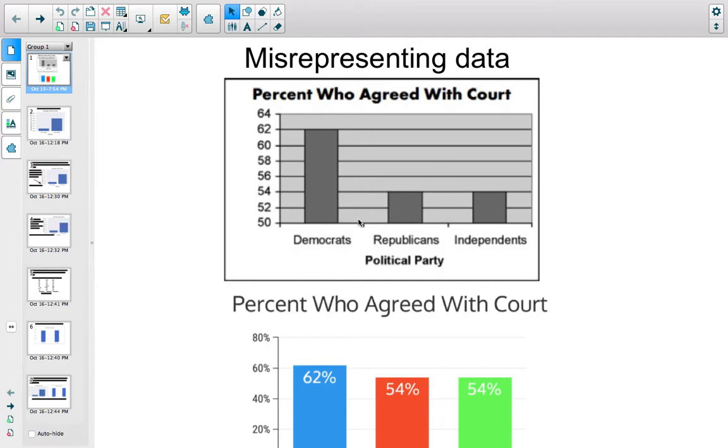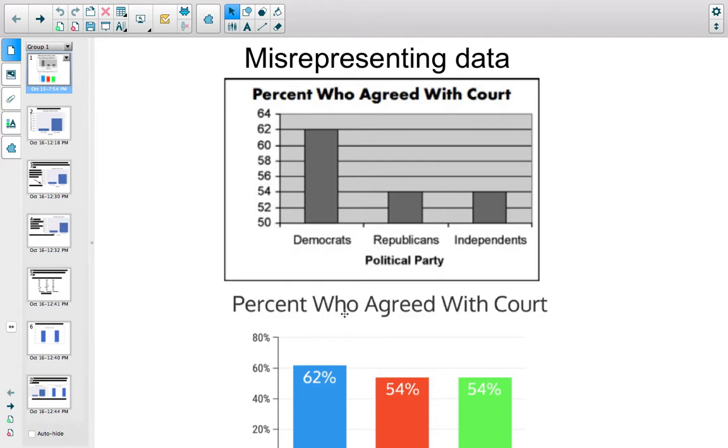So with the title page here you can see on this graph, percent who agreed with the court. We have the American parties, the Democrats, the Republicans, and independents. And if you look at this, well, the Democrats seem to really agree with the courts, while the Republicans and independents, no, they really didn't. Now, if you take a closer look and you study this graph, you'll see, oh, we start at 50 and the highest is around 62, while Republicans and independents get around 54. Well, this looks like double the number of Democrats agreed with the court while Republicans didn't. Well, half the number did and half the number of independents did.